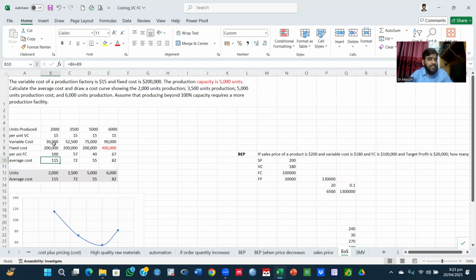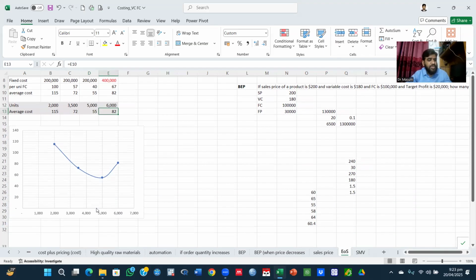So your average cost means $15 variable cost and $100 fixed cost. 115, 72, 55, and then again it increases. So units produced 2,000, 3,500, 5,000, 6,000. And your average cost will be 115 when you are selling 2,000 units. When you are selling 3,500 units, your average cost will be 72. When you are producing 5,000, your average cost will be 55. But when you are producing beyond your capacity, then your average cost increases.